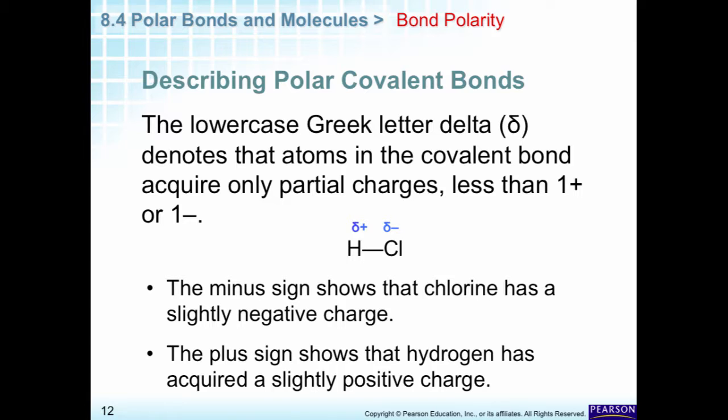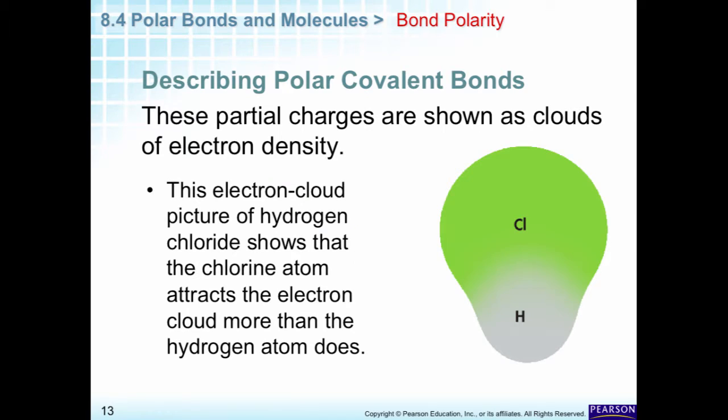And as you can see, you wouldn't see something like delta plus 2 or delta minus 2. It's always a value less than 1, not a full charge like in an ionic compound. Okay, and I explained that in the last slide. All right, so we know that electrons aren't really in orbitals. They're in electron clouds, according to the modern atomic theory.